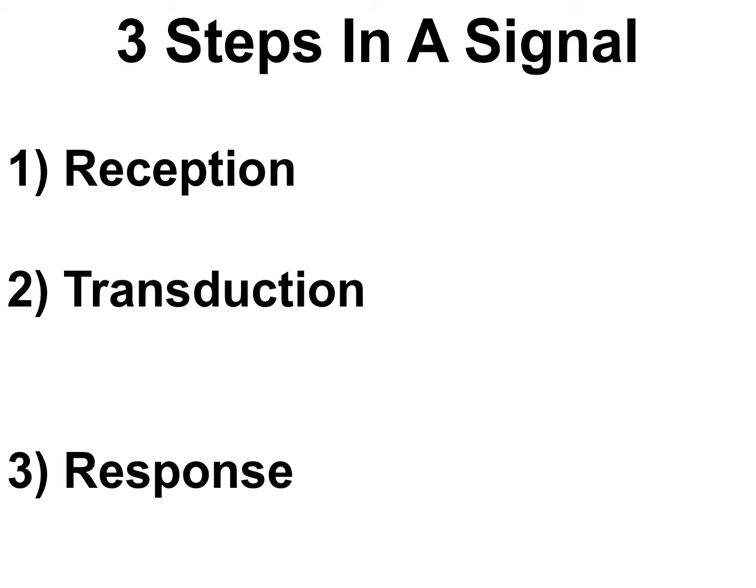Regardless of if the signal is local or long distance, every cell signaling pathway has 3 big steps to keep in mind: reception, transduction, and response. These 3 steps describe what's happening in the target cell.